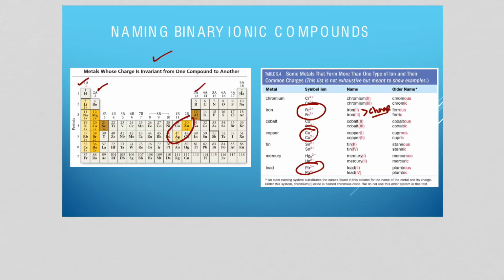Now, this book also introduces an older naming system where instead of Roman numerals, we actually use different names for the different ions. This will not be something that I will test you on, right? We will work only with the Roman numeral containing names. That's the more modern, common way that we do this. Okay, so now that we have a little bit of difference between metals that form one ion and metals that form multiple ions, let's start the naming.